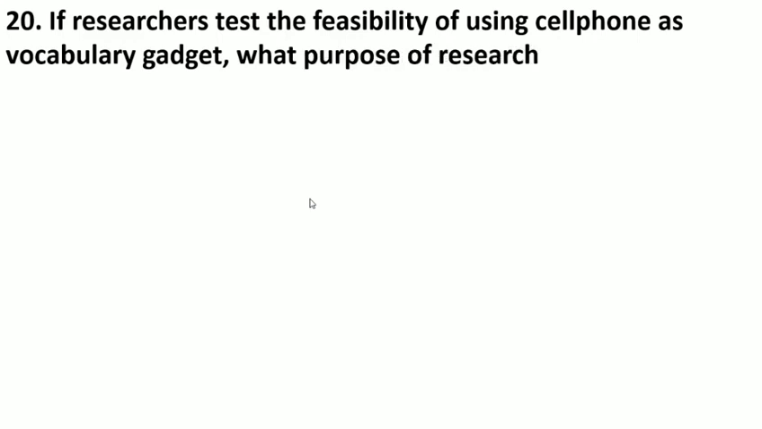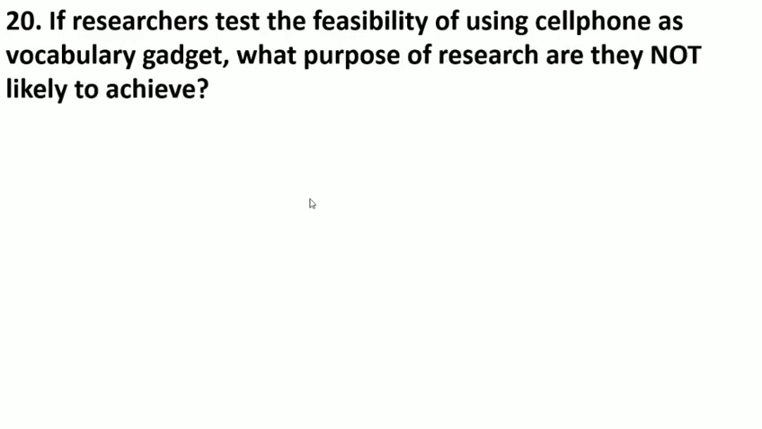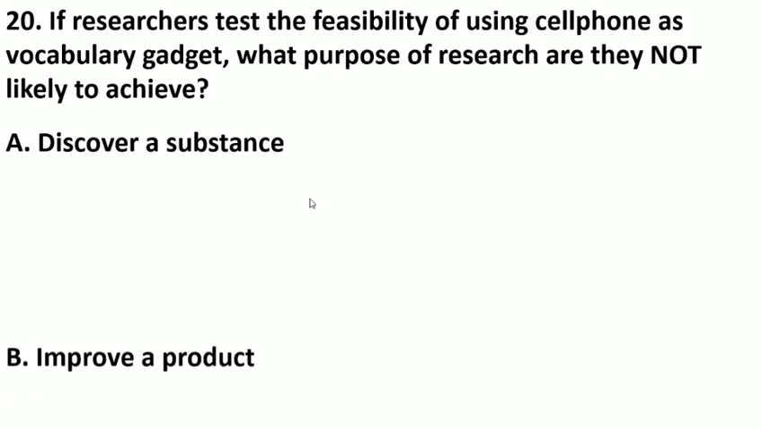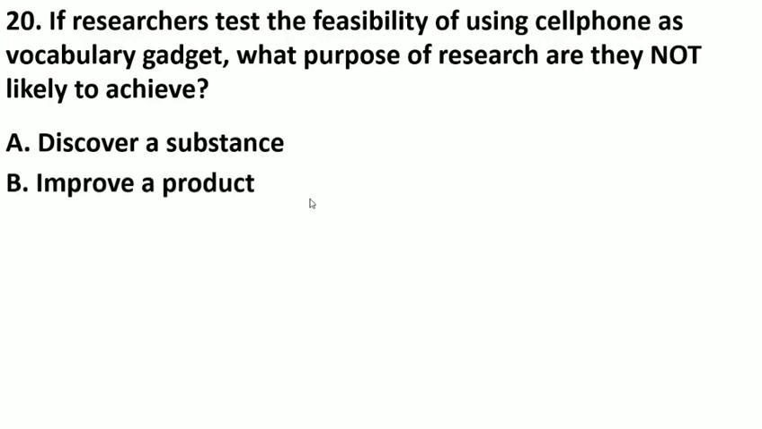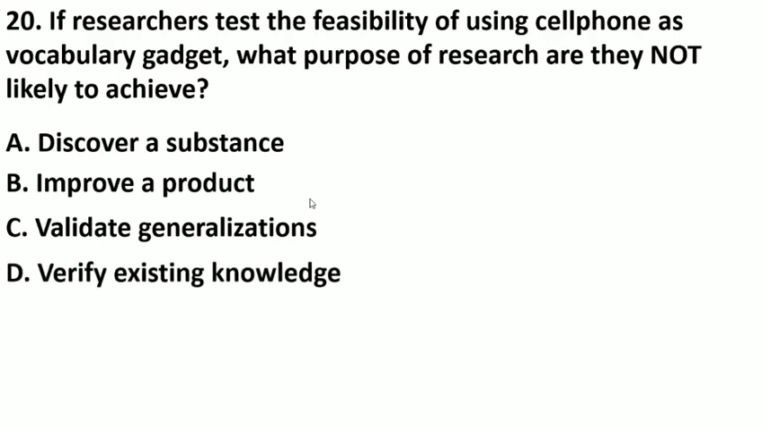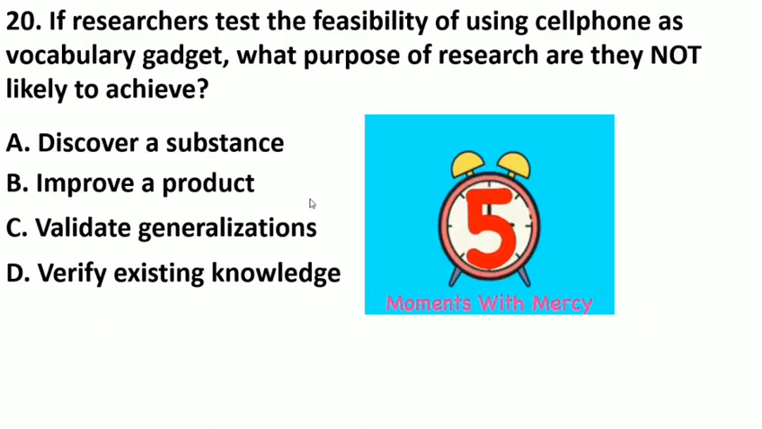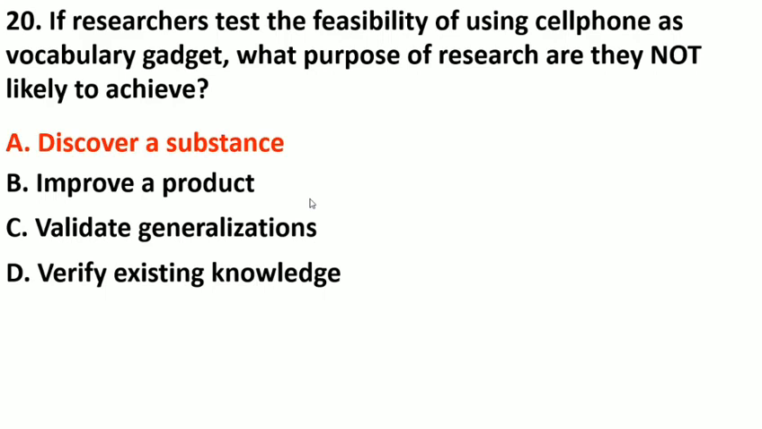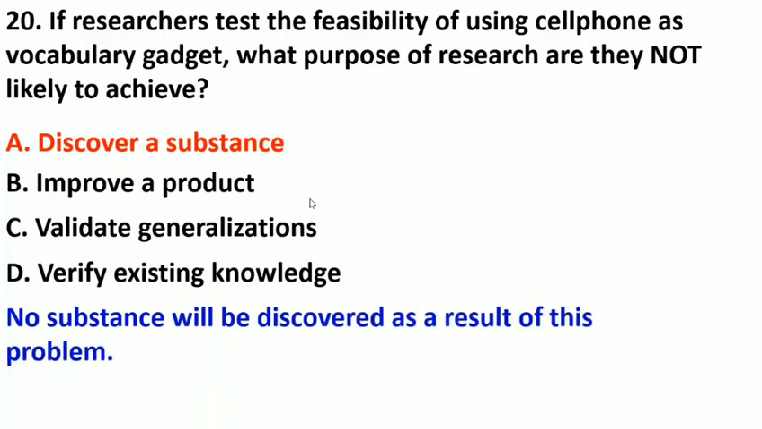If researchers test the feasibility of using cell phone as vocabulary gadget, what purpose of research are they not likely to achieve? A. Discover a substance. B. Improve a product. C. Validate generalizations. And D. Verify existing knowledge. The correct answer here is option A. Discover a substance. No substance will be discovered as a result of this problem.